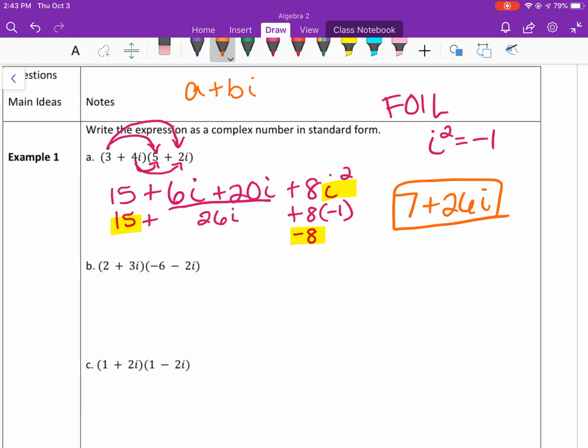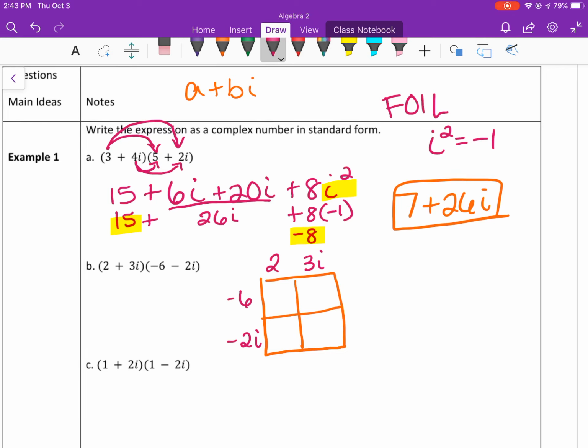So let's do another one. This one, b, I'm going to use the box method. So you can FOIL again, or the box works since it's 2 by 2. Then you would do 2 and then positive 3i, and then -6 and -2i. And then you multiply corresponding spots.